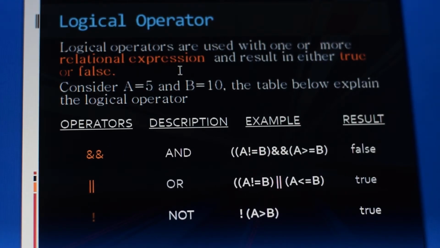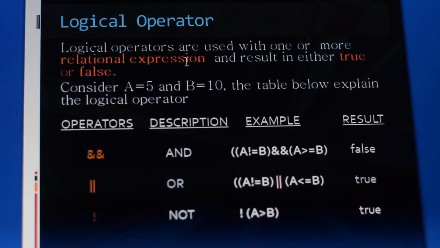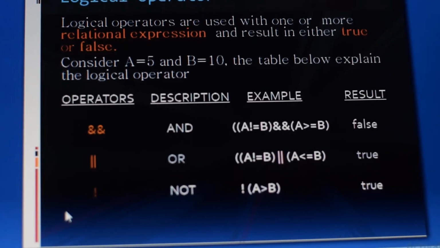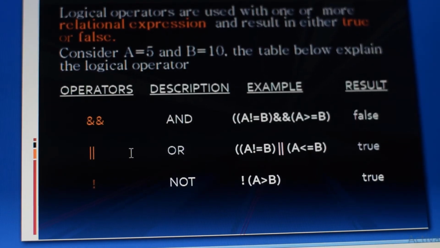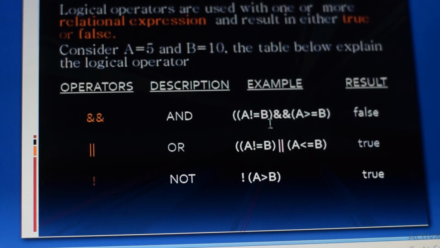Logical operator. Logical operators are used with one or more relational expressions and result in either true or false. So consider A equals to 5 and B equals to 10. There are three types of logical operators. They are AND, OR and NOT. Let's see the example of the AND operator.